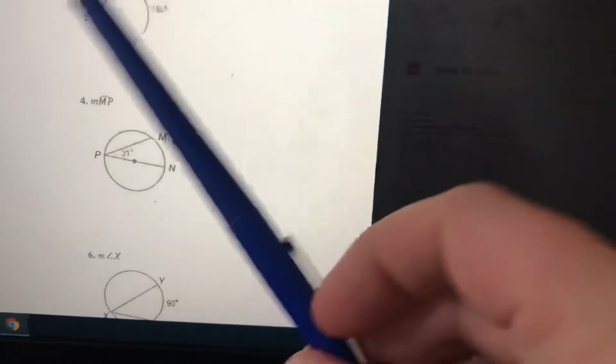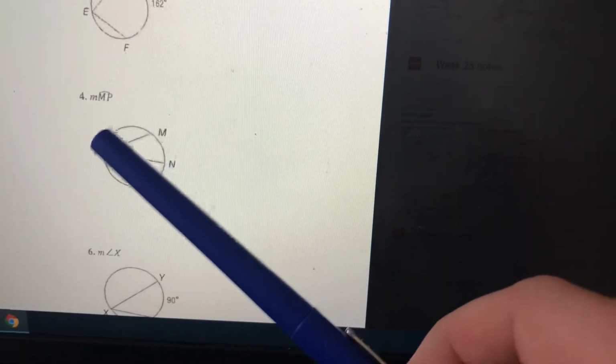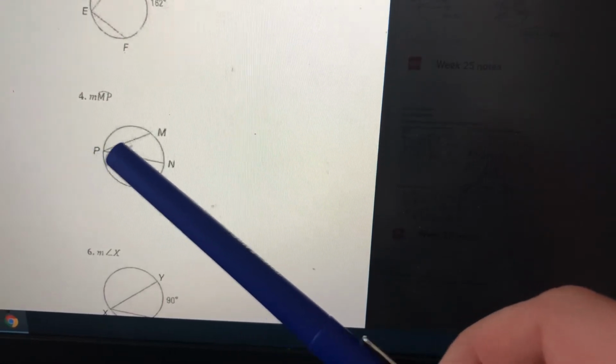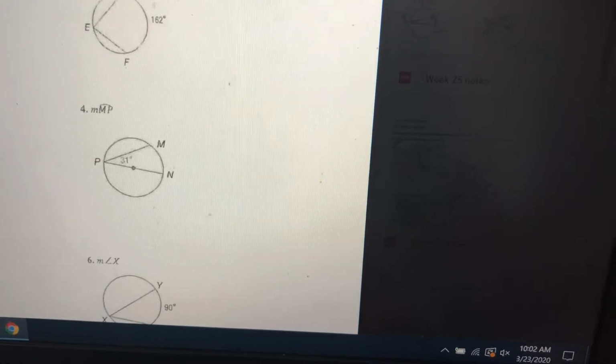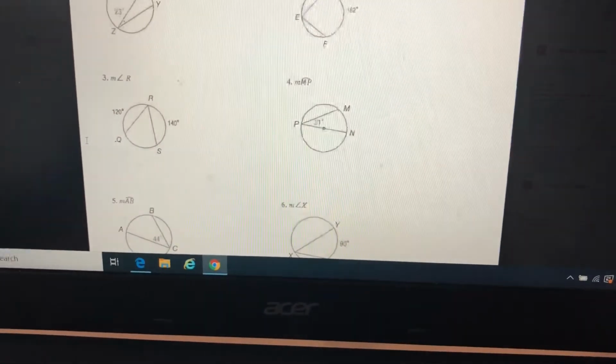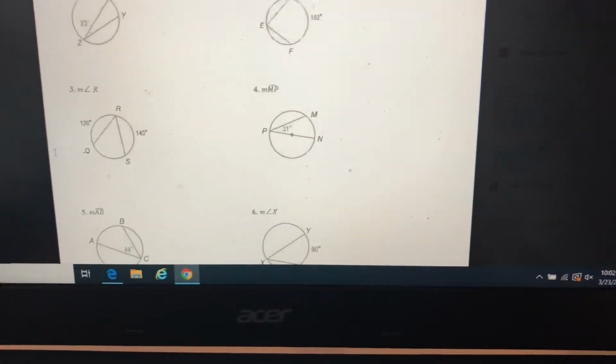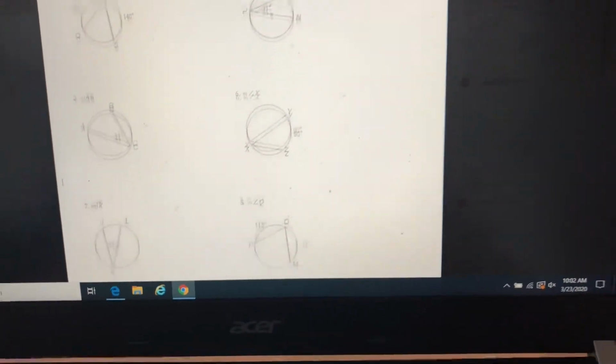But it's not asking us for that one. It's asking us for this MP. So we're going to take that this going through the middle is the diameter. That's half. This is 180. So we'd take 180 and subtract 62 from that to get that arc. Most of the rest of this one is going to follow that same kind of stuff. Remember, it's 360 for the whole circle, 180 for half.